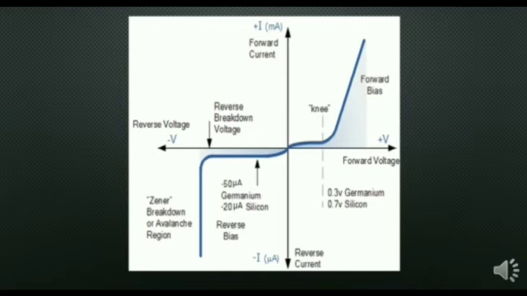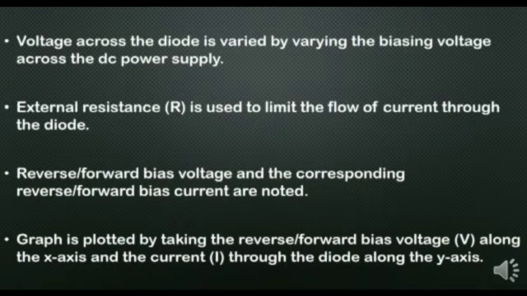Now, let's see the key points to plot this graph. The voltage across the diode is varied by varying the biasing voltage across the DC power supply, and the external resistance is used to limit the flow of current through the diode. The reverse or the forward bias voltage and the corresponding reverse or forward bias current are noted.